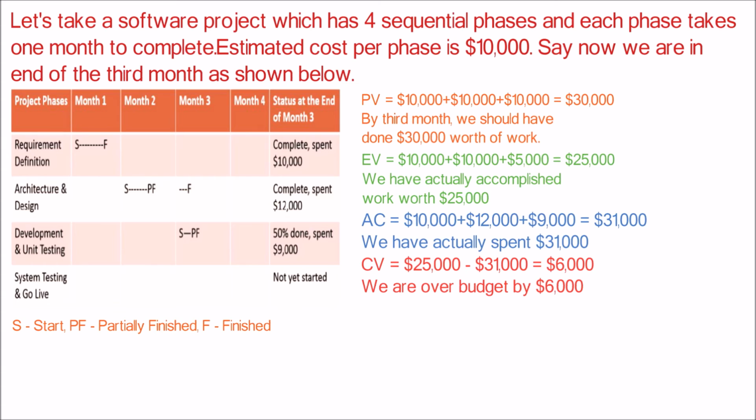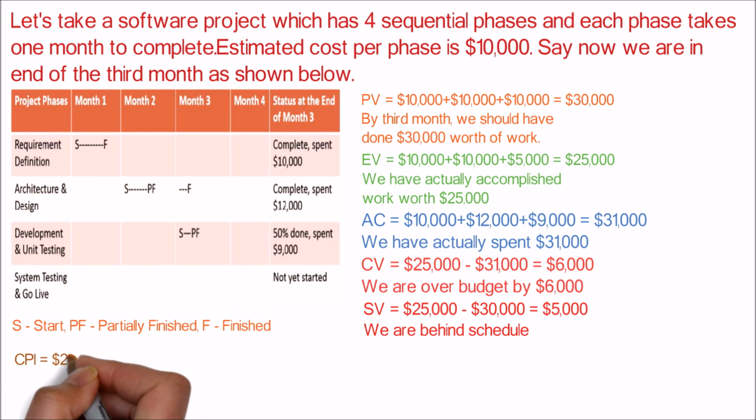Now the cost variance CV can be calculated by subtracting AC from EV. Hence, CV is equal to $25,000 minus $31,000, that is equal to minus $6,000, which tells that we are over budget by $6,000. Next we will calculate the schedule variance SV using the formula EV minus PV. Hence, SV is equal to $25,000 minus $30,000, which is minus $5,000. This negative sign shows that we are behind the schedule.